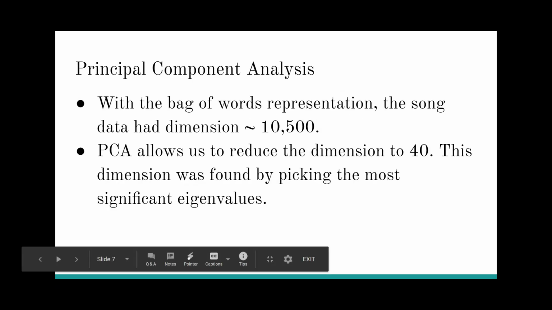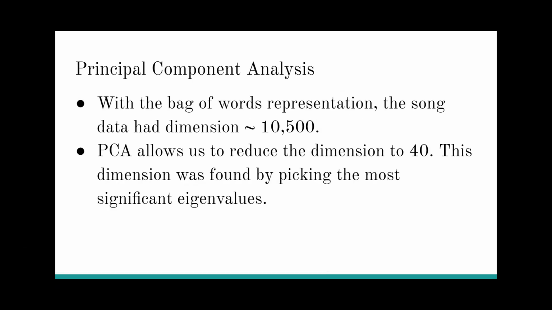expressive models. Okay, so previously we had been using the bag of words representation, but the problem with this is that our data had a really large dimension of 10,000, and this would make all of our classifiers need a lot of memory and take a lot of time and be really complex. So instead, we used principal component analysis to reduce the dimension to 40. 40 was found just by looking at the eigenvalues and seeing which ones were significant, and after 40, they were all close to 0.